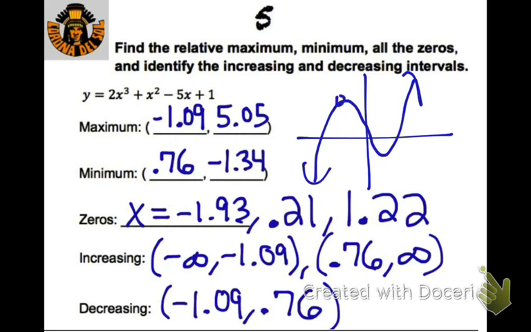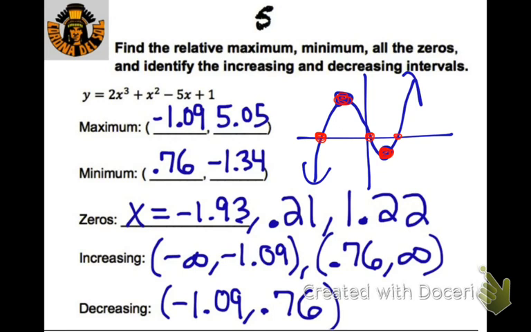Okay. And you can see the maximum is calculated. I have calculated as -1.09 and then 5.05. And then the minimum I have calculated right there. And then the zeros are exactly where it crosses the x-axis at those spots.